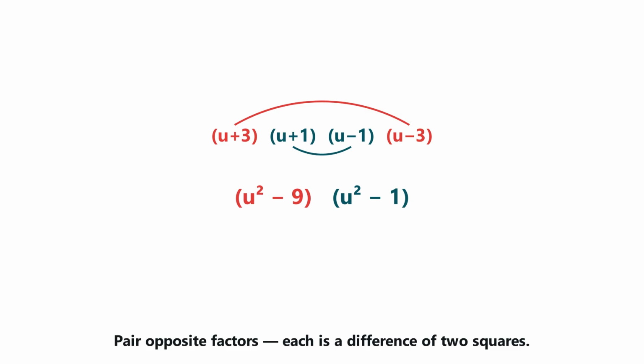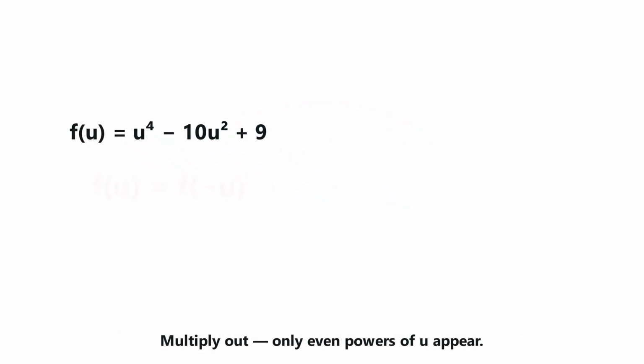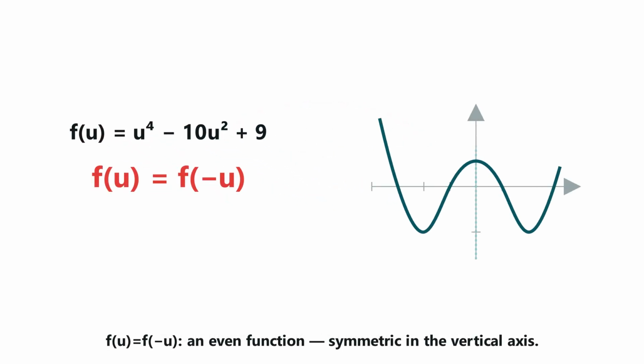Expanding out gives u to the fourth minus 10u squared plus 9. So the important part here is not the expansion itself. The important part is that only even powers of u appear. Replacing u by minus u does not change the value of the function. So we have f of u equals f of minus u for all u. So this is just reflection symmetry in the y-axis. It's also known as an even function.